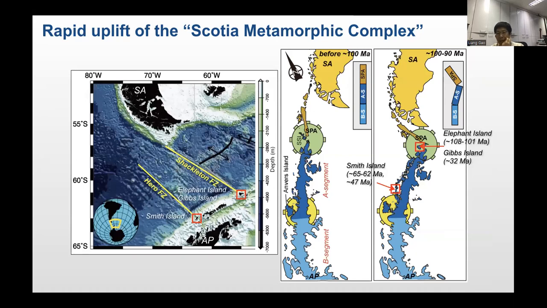Okay. As I said, there are two places where we can collect the metamorphic rocks. One is the Smith Island, the other is the Elephant Island. These two islands are located at a place where the Hero Fault Zone and the Shackleton Fault Zone interact with the trench, and also at the places of these two pillars.